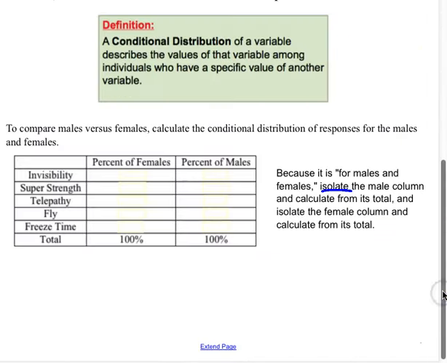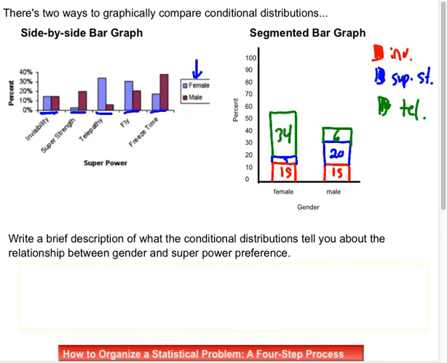Flying, 31 versus 21. So I was at 52, and now I'm going up 31 more. So now I should be at around 83%. And for males, I was at 41, going up 21 more. Going to be at about 62 now.